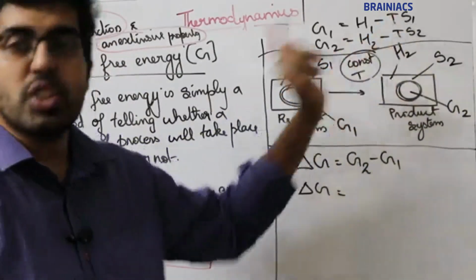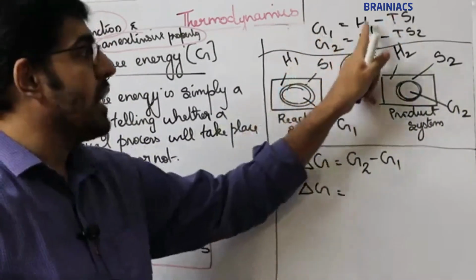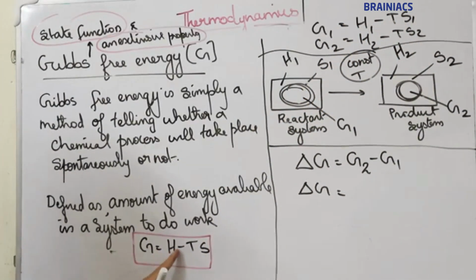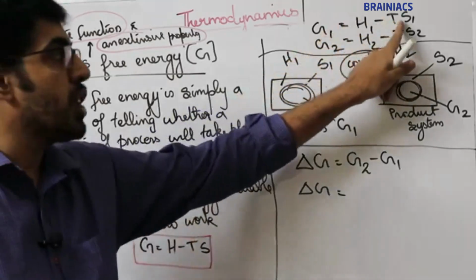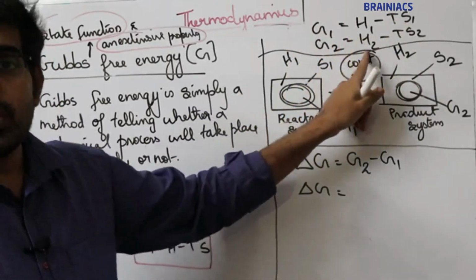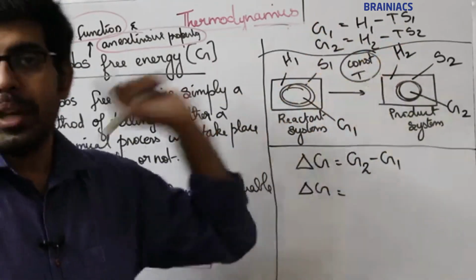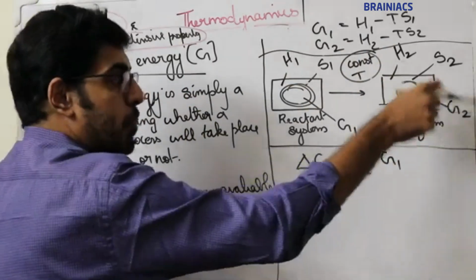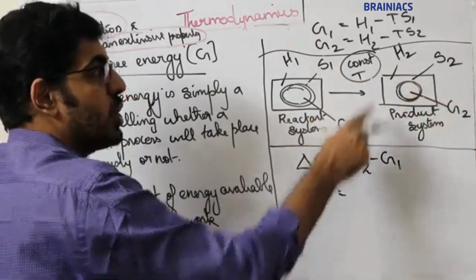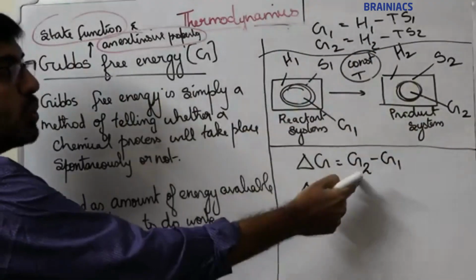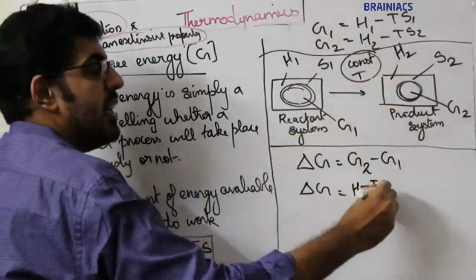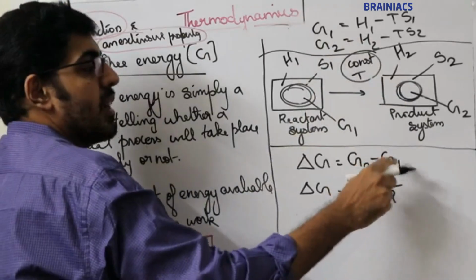So G1 is equal to H1 minus TS1, with temperature constant, and G2 is equal to H2 minus TS2, with temperature again constant. So what is delta G? The Gibbs free energy of products minus the Gibbs free energy of reactant. G2 is H2 minus TS2, minus what is G1?